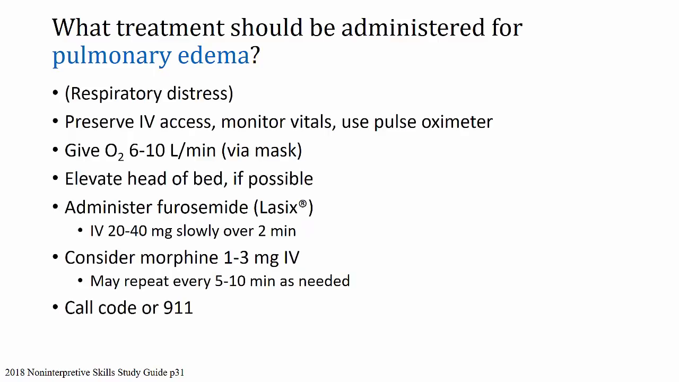Next question, what treatment should be administered for pulmonary edema? Well, the patient's not going to tell you they have pulmonary edema per se. They're going to manifest with respiratory distress, so that's what you want to be thinking about. Of course, we get IV access, monitor vitals, use pulse ox, and get oxygen going, elevate the head of the bed, and administer Lasix, 20 to 40 milligrams IV slowly over 2 minutes. And we can consider morphine, 1 to 3 milligrams IV, which you can repeat every 5 to 10 minutes as needed. Of course, this is one where we're going to be calling a code very early on.